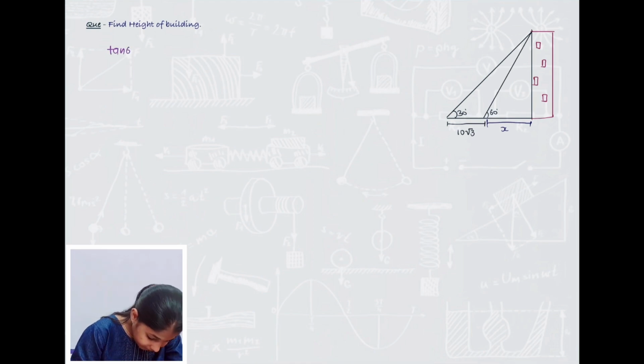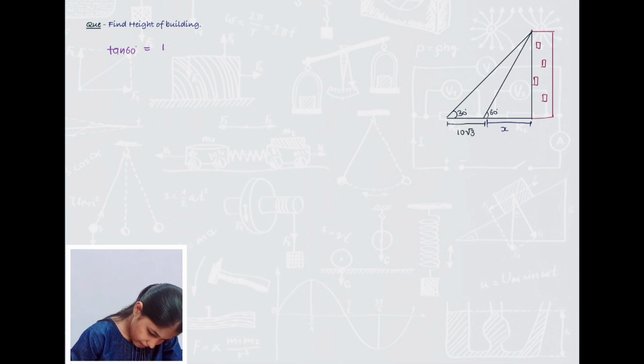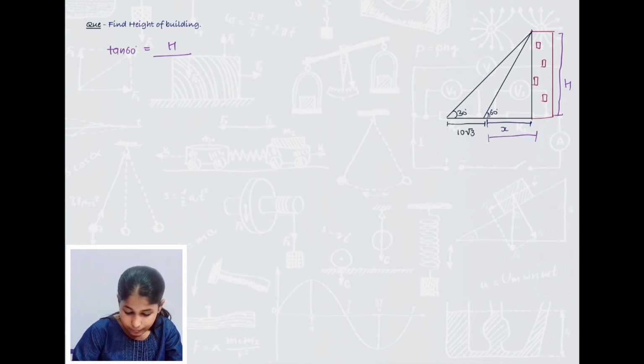First, tan 60. So tan 60 is H upon x. First of all, we are going to assume the height of the building as capital H. If it is seen from tan 60 degrees, what will be the perpendicular? It will be the height of the building. And what will be the base? It will be the same as x.